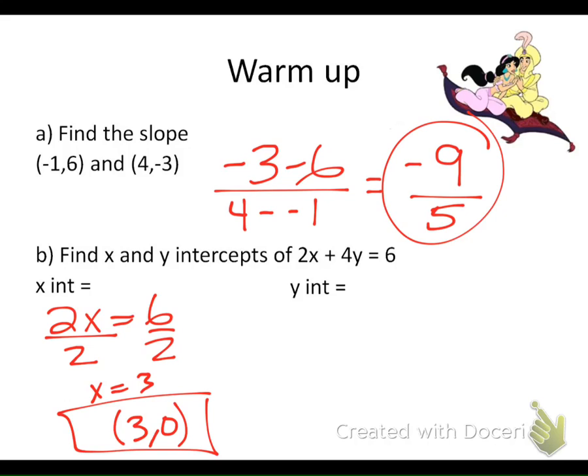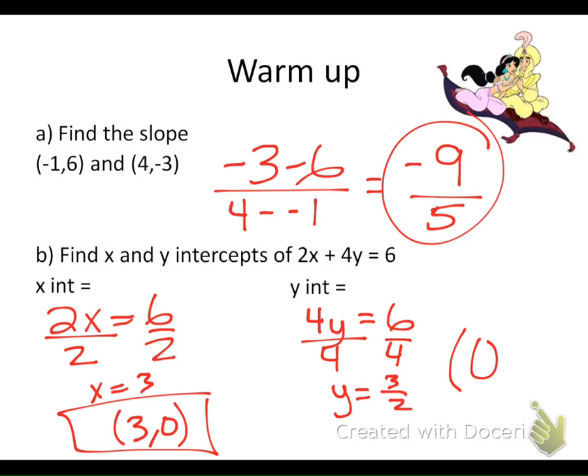The next one, for the y-intercept, what do we do with x? Make it 0. Good. Again, that term will cancel out. We don't need to worry about it. This will reduce. And as an ordered pair, (0, 3/2). What are your questions on the warm-up?